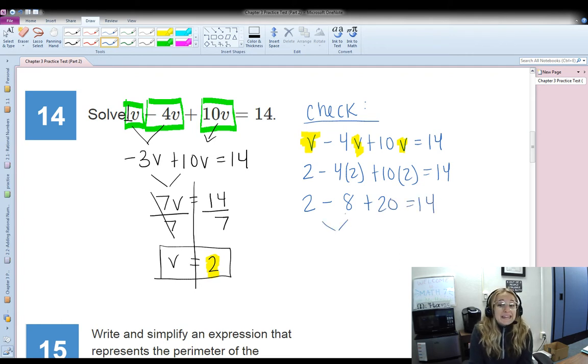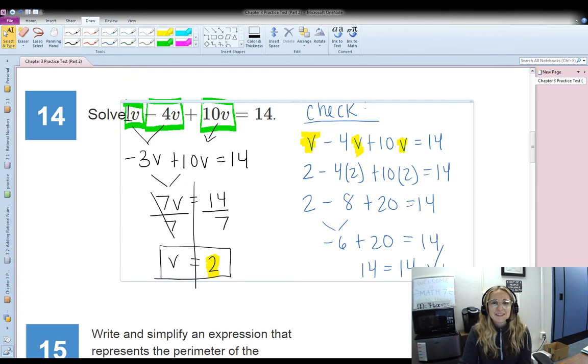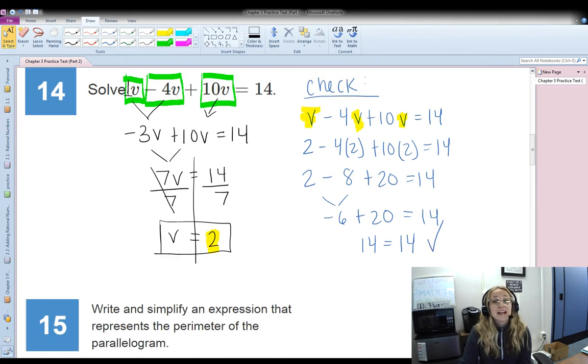2 minus 8 equals negative 6 plus 20 equals 14. Negative 6 plus 20 equals a positive 14, which, would you look at that? That's what I wanted on my right side. So I know my answer is correct. All right, so that is number 14.